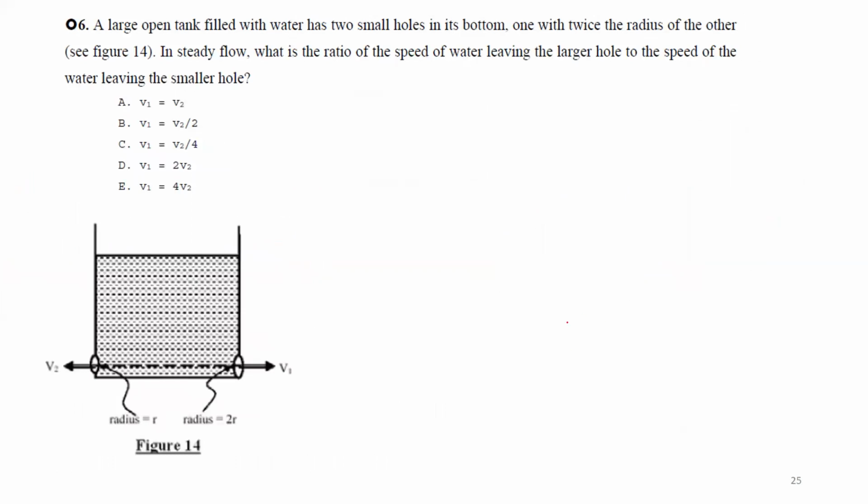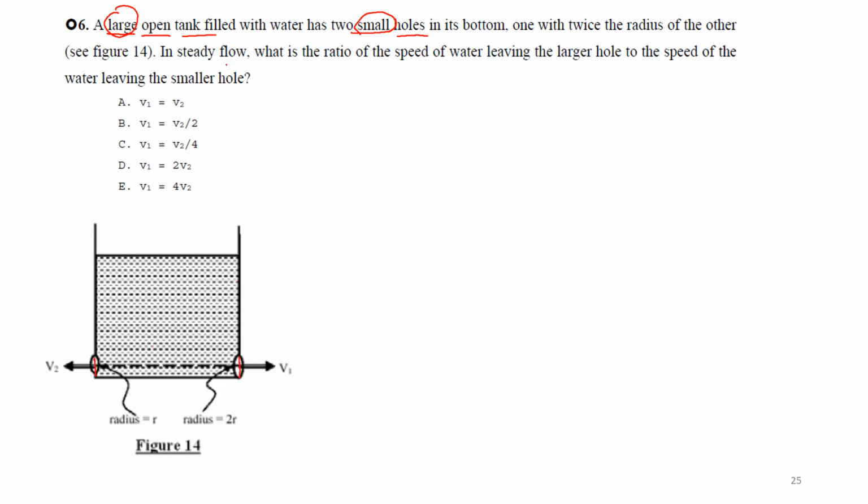Let's come to this problem now, and I will discuss a little bit about physics here. Read the problem carefully and inshallah, let's solve it. So the problem reads: a large open tank filled with water has two small holes, and this is very important, large tank, small holes, on its bottom. One is twice the radius of the other. So this radius here is twice the radius here.